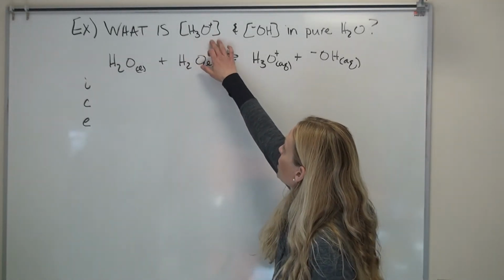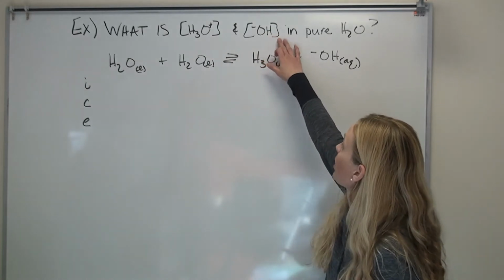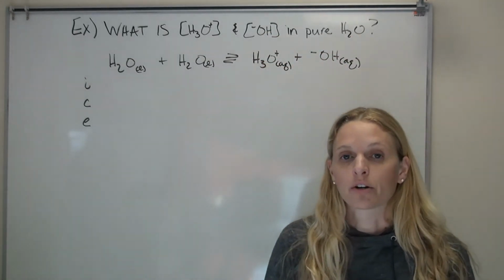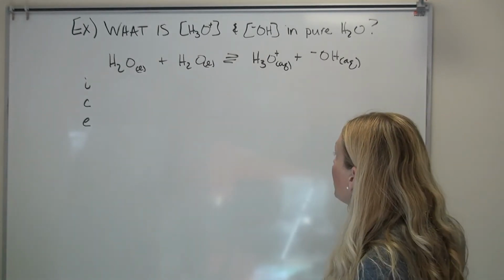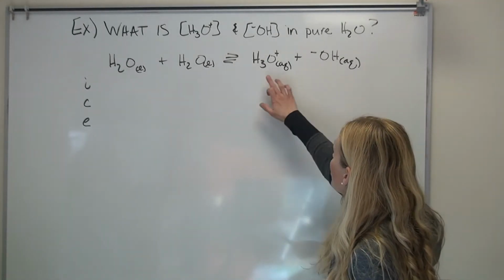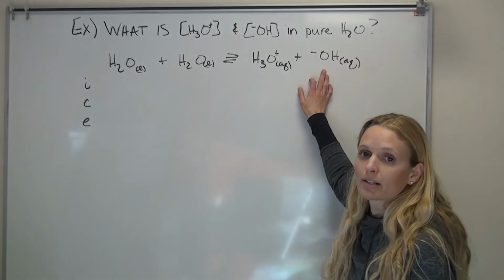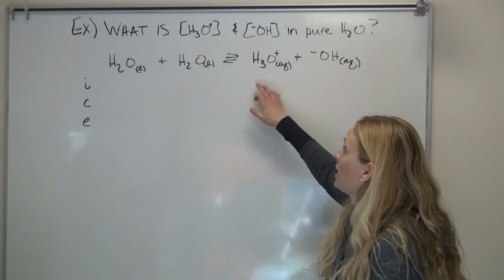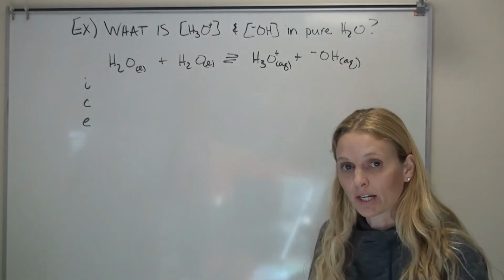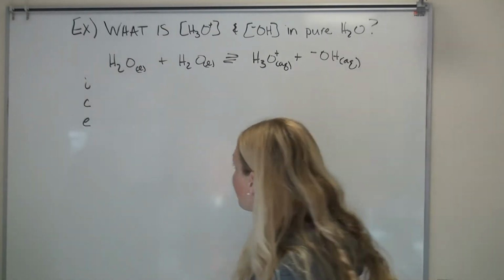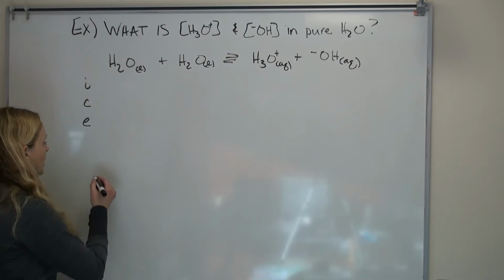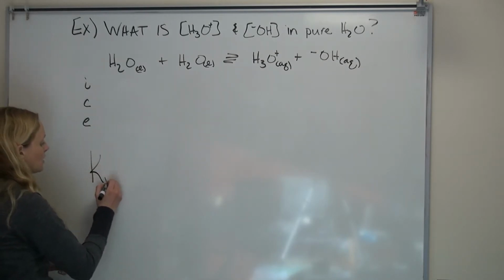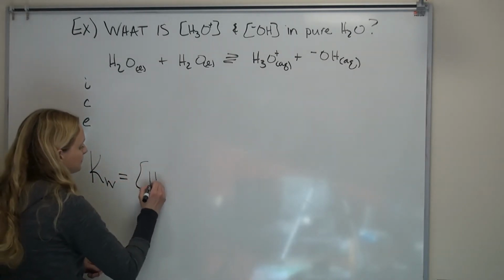It says, what is the H3O plus concentration and hydroxide ion concentration in pure water? We just looked at the self-ionization of water. If I want to calculate the concentration of each of the H3O plus and OH minus species, I have an equilibrium going on because it's weak, and I can solve it using an ICE table. Remember that pure solids and pure liquids do not appear in the equilibrium constant.